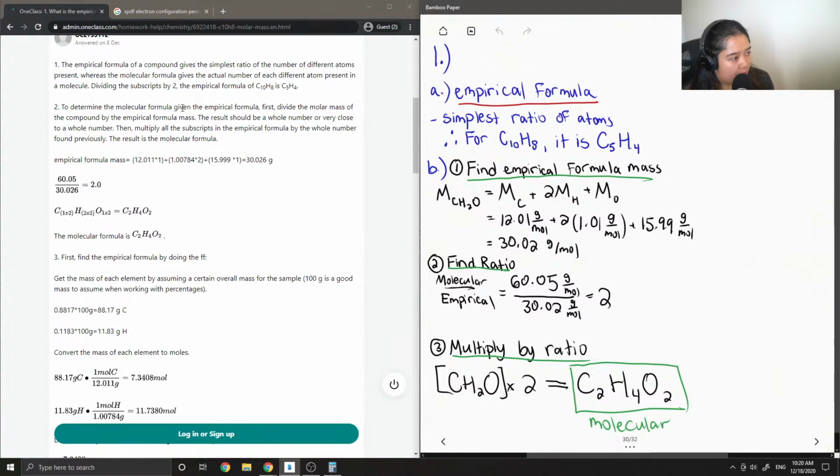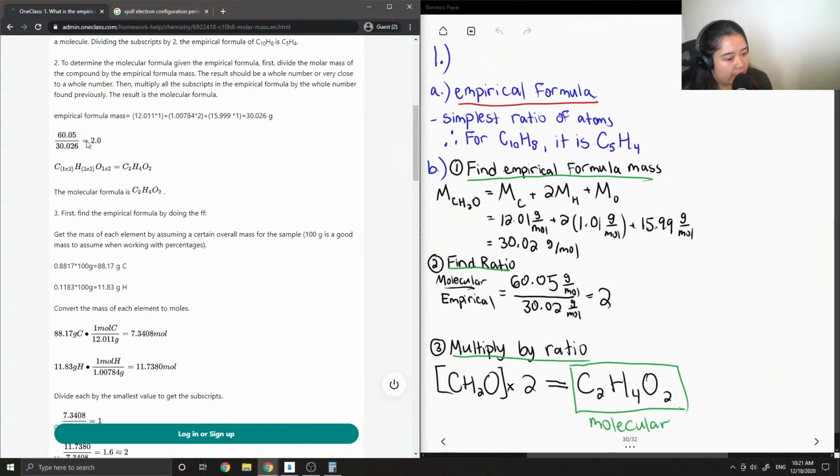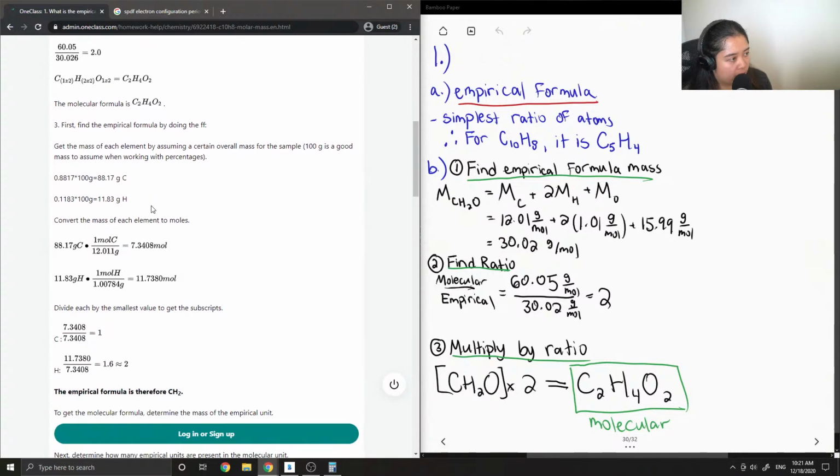To determine the molecular formula given the empirical formula, first divide the molar mass of the compound by the empirical formula mass. The result should be a whole number or very close to a whole number. Then multiply all the subscripts in the empirical formula by the whole number found previously. The result is the molecular formula. So they found the empirical formula mass to be 30.026. Dividing it by the molecular, you get 2. And then they found their molecular formula to be C2H4O2.